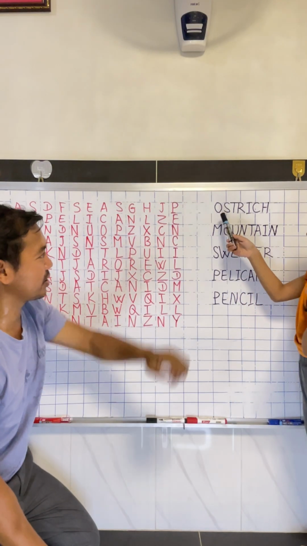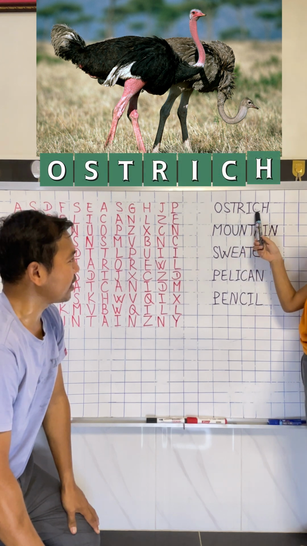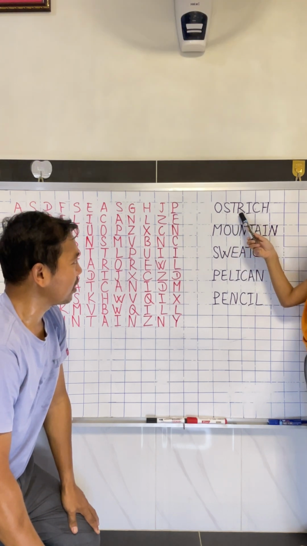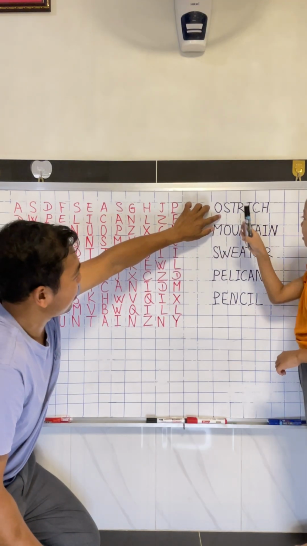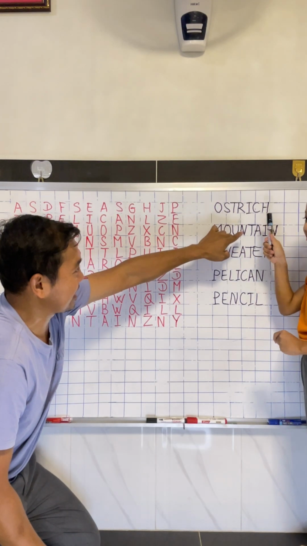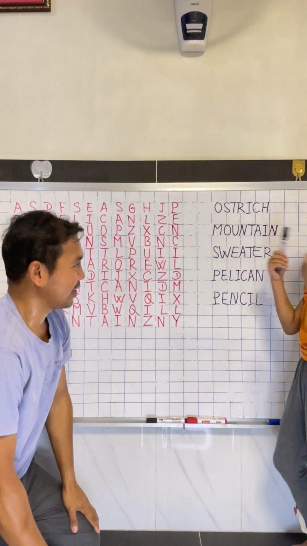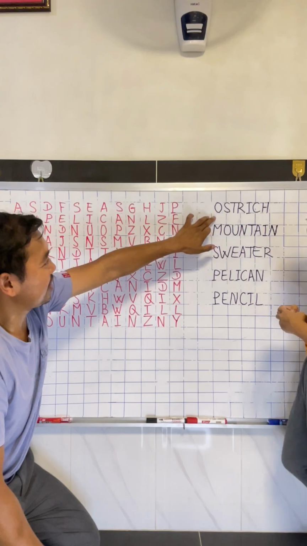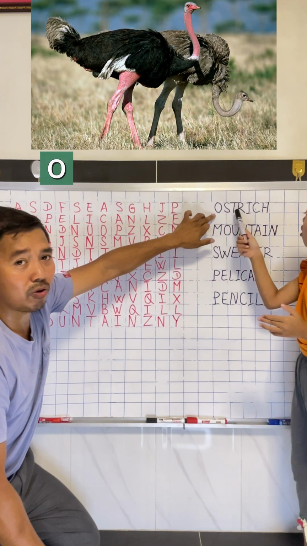Ostrich. This sounds like "a rich". If we take out OST, it becomes rich. Rich means having a lot of money, but this word is ostrich. Ostrich. Spelling again. Ostrich.